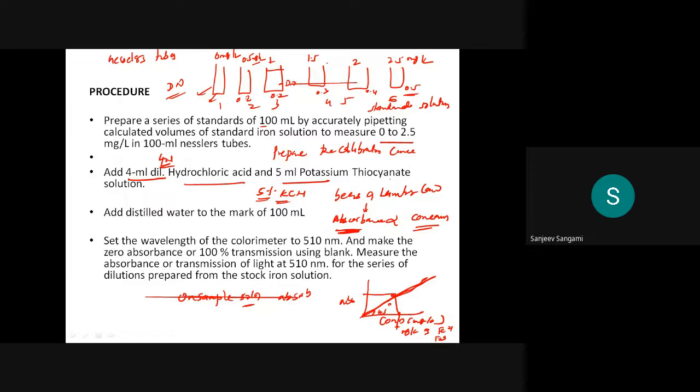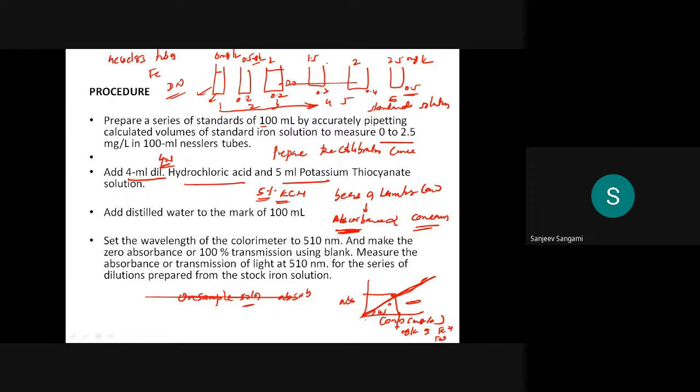Keep it for about half an hour so that the color develops. Whatever Fe2+ is there is going to convert and build a color. You can see the increasing order of color from left to right. Here also you can see the color increasing from left to right. Once it is done, build the calibration curve.